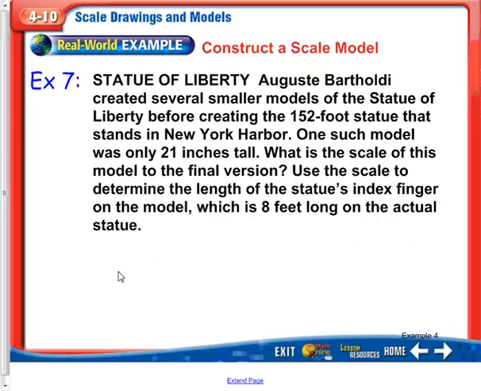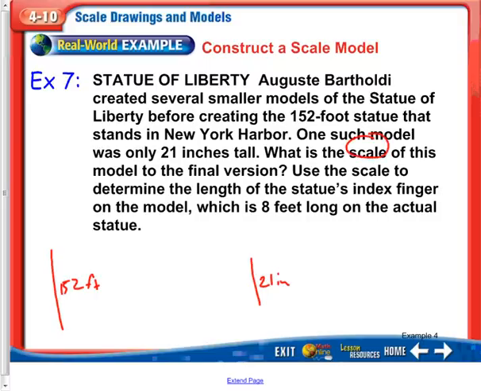For our last example, we're going to talk about the Statue of Liberty. Augusta Bartholdi created several smaller models of the Statue of Liberty before creating the 152-foot statue that stands in New York Harbor. One such model was only 21 inches tall. So here's the Statue of Liberty, and it's 152 feet tall. And here is the model that's only 21 inches tall.